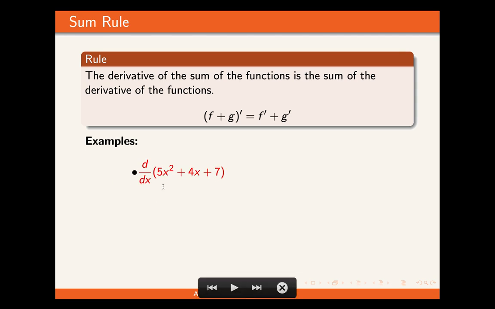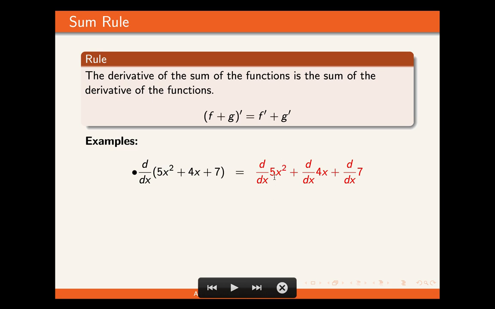Let's say our goal is to find the derivative of 5x squared plus 4x plus 7. Although we have three functions here, the sum rule can be applied to the sum of even more than 2 functions. The idea here is we just need to find the derivative term by term, so you can also say this is like term by term differentiation. So let's differentiate 5x squared, then differentiate 4x, and then differentiate 7.